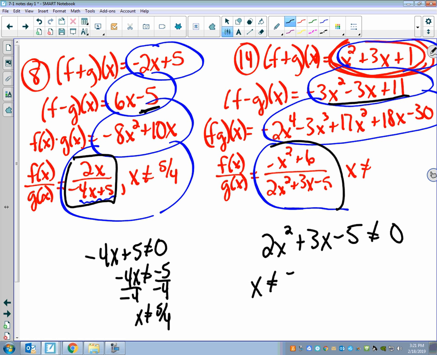X can't equal -b plus or minus the square root of b squared minus 4 times 2 times -5, all over 2 times 2.